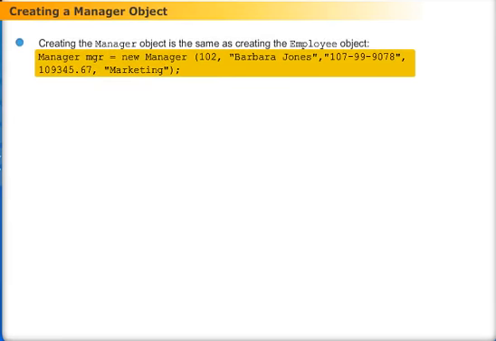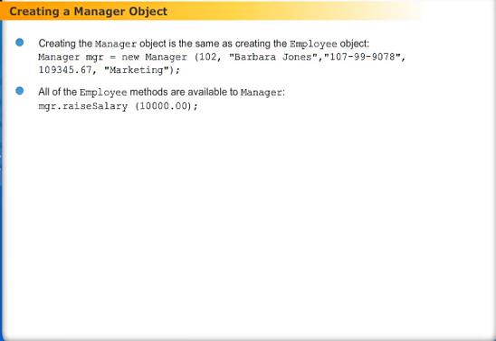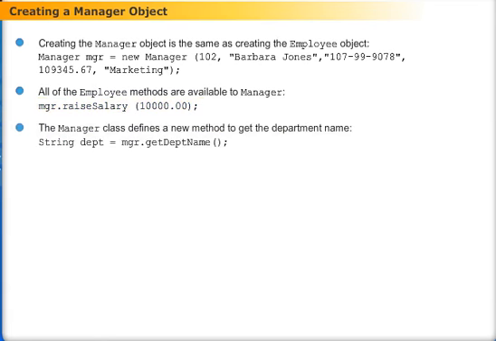Creating a manager object is the same as creating an employee object. Even though the manager.java file does not contain all of the methods from the employee.java class, explicitly, they are included in the definition of the object. Thus, after you create an instance of a manager object, you can use the methods declared in the employee class. You can also call methods that are specific to the manager class. In the image, the getDepName method belongs to the manager class, so you can directly call this method through the manager object.